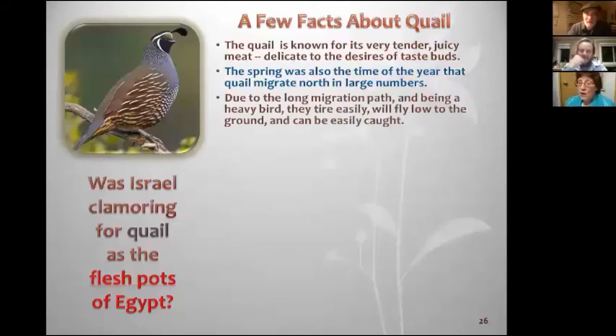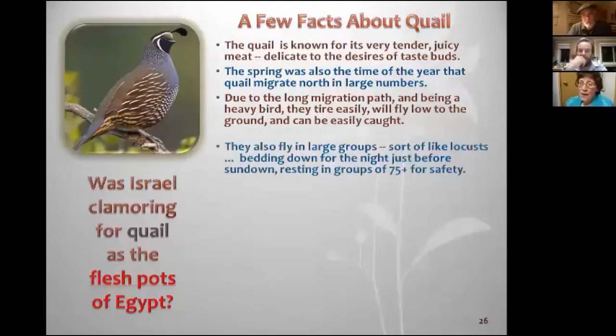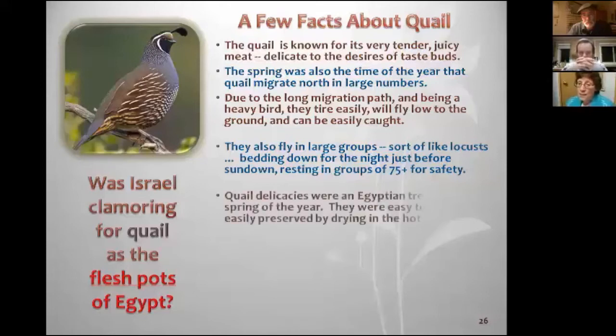Due to their very long and large migration paths and being a heavy bird, they tire easily and so they'll fly low to the ground, and they can be easily caught. They also fly in large groups, sort of like locusts, and they bed down for the night just before sundown, resting in groups of about 75 or more for safety. The quail delicacies were an Egyptian treat in the spring of the year. They were easy to catch, and they were easily preserved by drying in the hot sun, so they could have taken these quail with them.